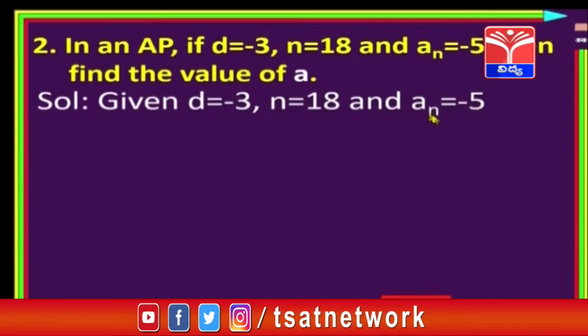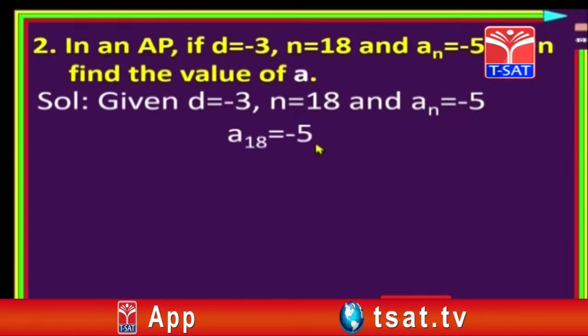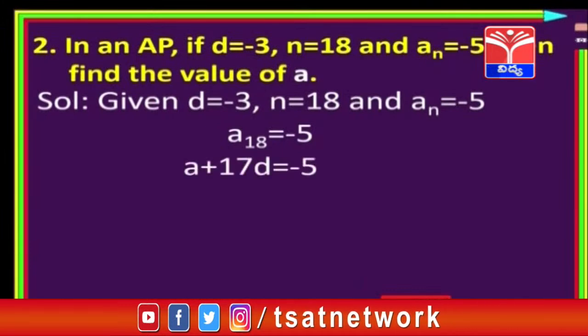That is nothing but, what is n here? 18. That is a18 is equal to minus 5, right? So from the formula an is equal to a plus n minus 1 into d, what is a18? a18 is a plus 17d. So a plus 17d is equal to minus 5.